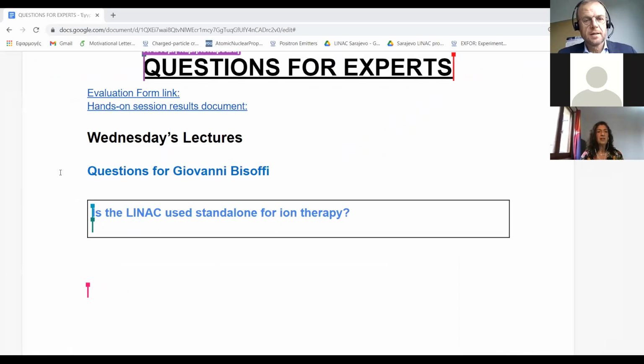Well, this is a good question. So the LINAC can be used as a standalone for heavy ion therapy. There are studies on this, and also at CERN they are investigating this. You need to have a very long LINAC, so it is disputable if it will be, let's say, economic to do this. So it is one of the options which are on the floor for ion therapy. This is correct.